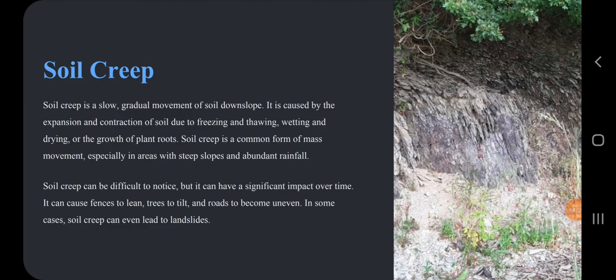Soil creep can be difficult to notice, but can have a significant impact over time. It can cause fences to lean, trees to tilt, and roads to become uneven. In some cases, soil creep can even lead to landslides.